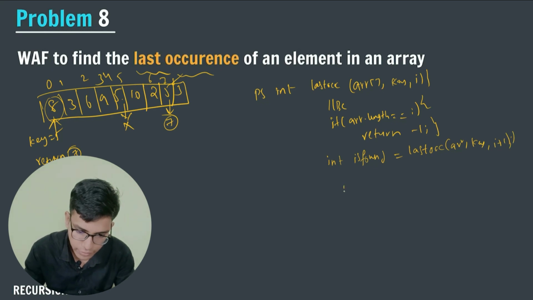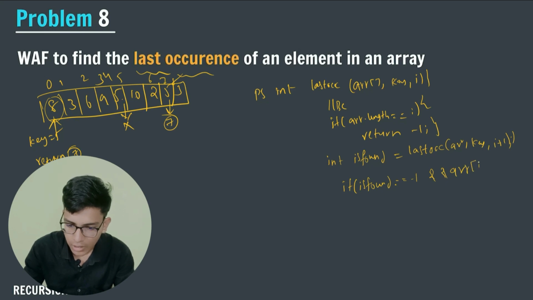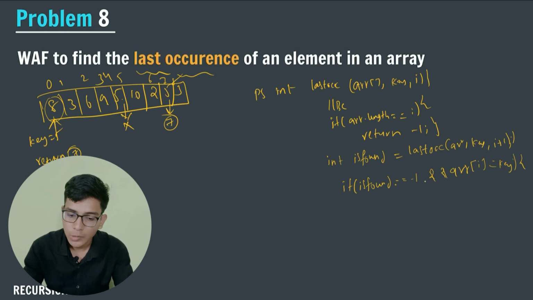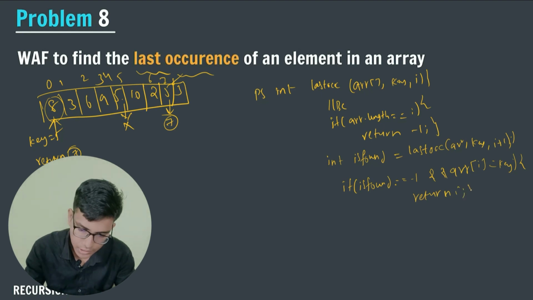After that, if isFound is equal to -1, that is, it is not present in the rest of the array, and arr of I is equal to key, which means it is present at the current index, then I am going to return the I value. That's all. And finally, whatever value I found in the isFound function, I am going to return.